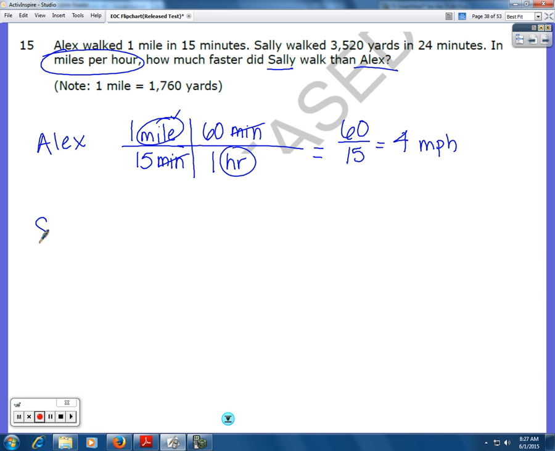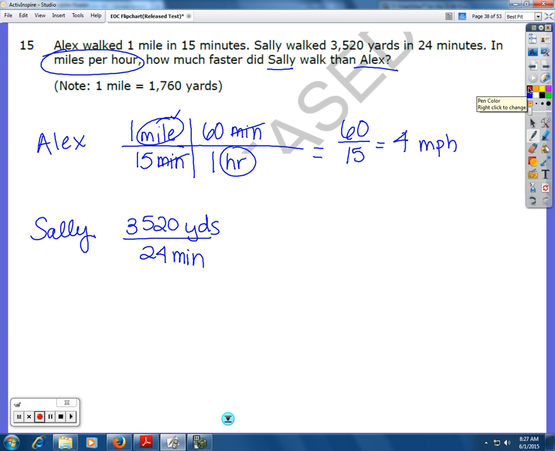Okay, next I have Sally. It says that Sally walked 3,520 yards in 24 minutes. If you notice, it gives us the conversion for yards into miles. So 1 mile is 1,760 yards. And if you look, 3,520 yards is 2 times this right here. So that means that he walked 2 miles in 24 minutes.